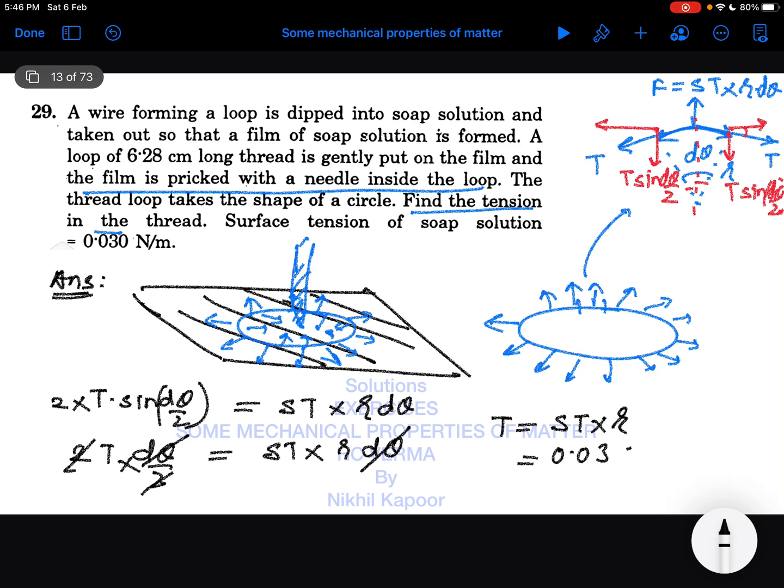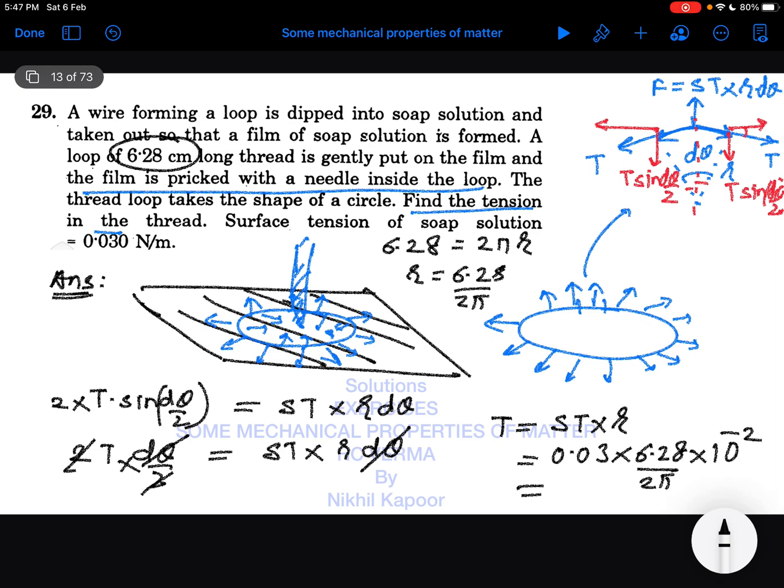As surface tension is 0.03 and the radius is not known to us, the length of the thread is given. 6.28 centimeter is the length of the thread, which would be 2 pi r. So radius would be equal to 6.28 upon 2 pi, but this is in centimeter, so we convert this into meter. We know that 2 pi is nothing but 6.28, so this will cancel. The tension in the loop would be 3 into 10 to the power minus 4 Newton, and that is the answer to this question. Thank you.